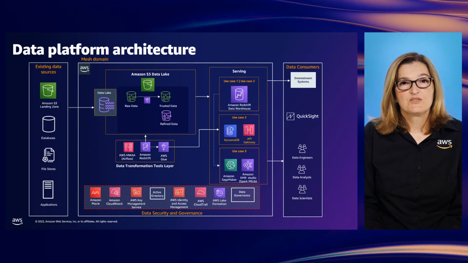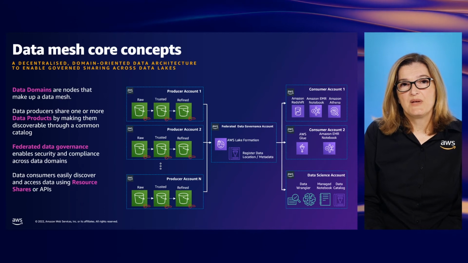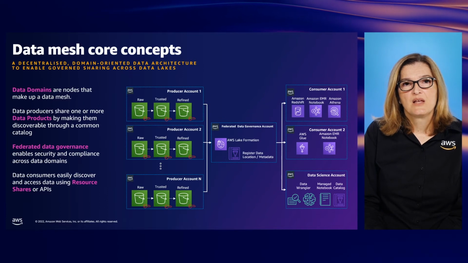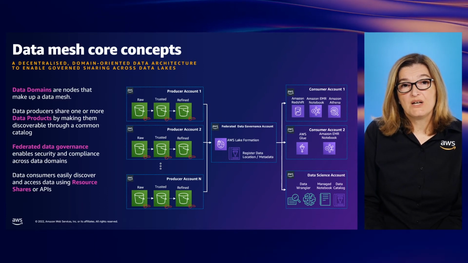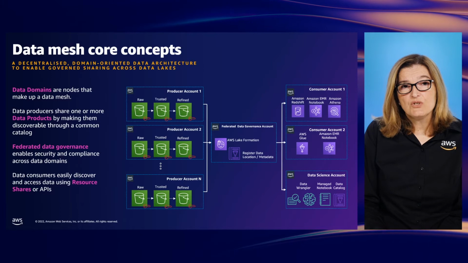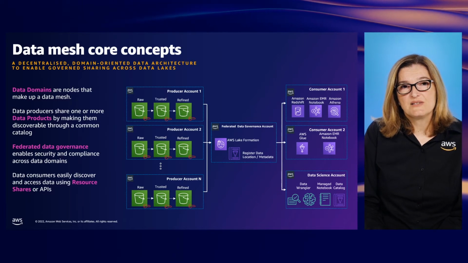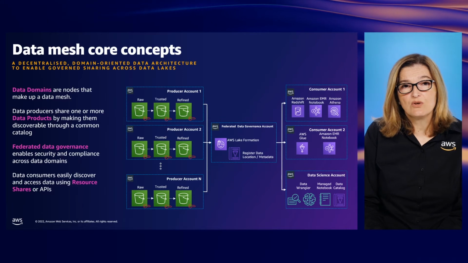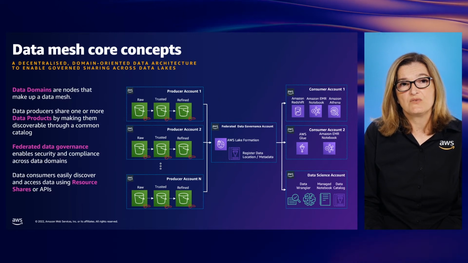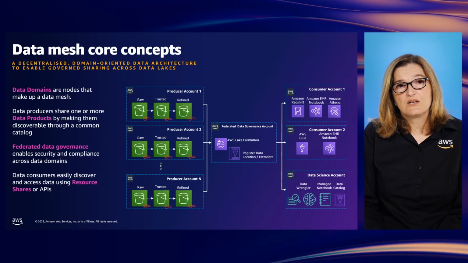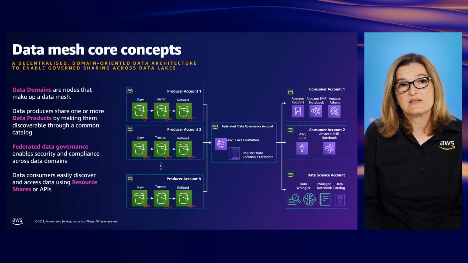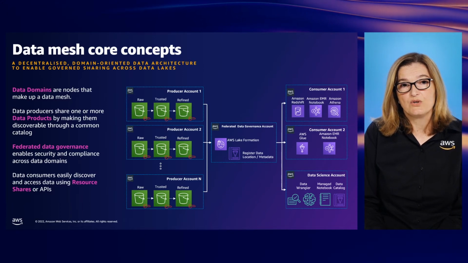I mentioned that data domains are the nodes that make up a data mesh, and we often talk about these nodes as producer and consumer accounts. Data producers share one or more data products and make them discoverable through a common central catalog. That central catalog enables federated data governance, and you can maintain security and compliance across all the data domains or accounts without switching between individual accounts. Finally, data consumers can easily discover data and access the resource shares via APIs, as well as services that are enabled by those APIs.